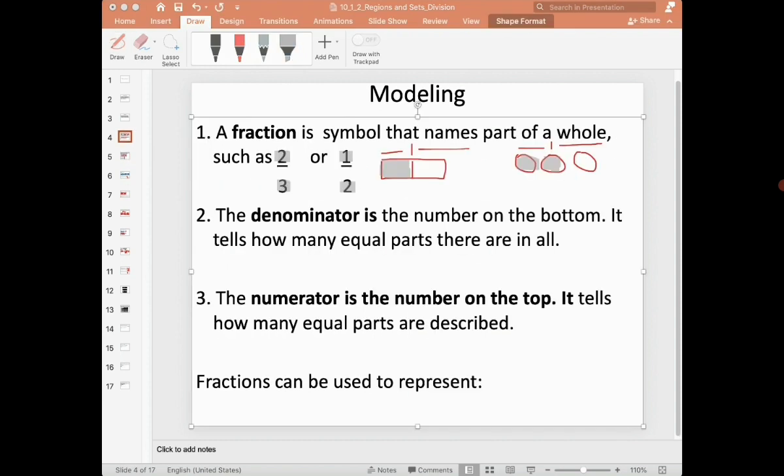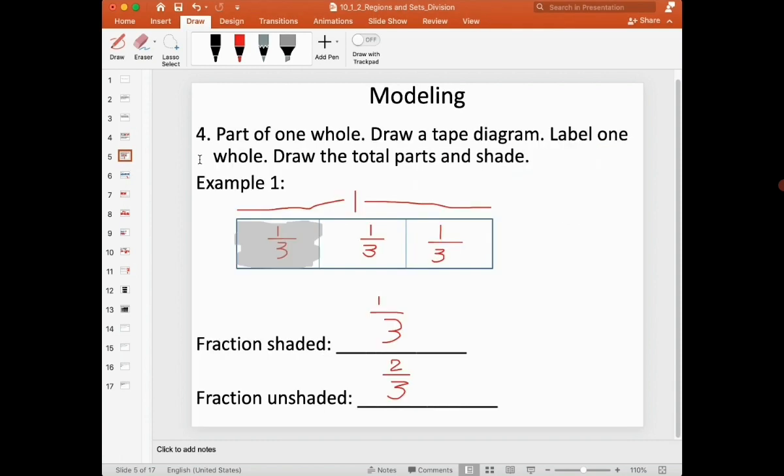Fractions can be used to represent several different things. So fractions can be used to represent part of a whole or a region. So that's when you have one thing that is cut up into pieces. So remember, we can use a tape diagram to model fractions. We've got one whole. So we've got our 1 yard across the top to show this represents one whole. It is divided into 3 pieces, so each piece is 1/3. One of those pieces is shaded, so 1/3 is shaded. That means we have 2/3 that are not shaded.